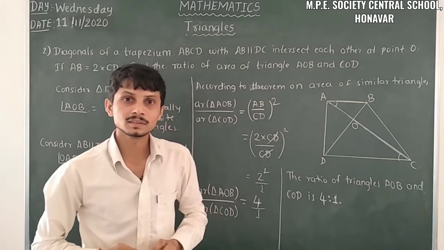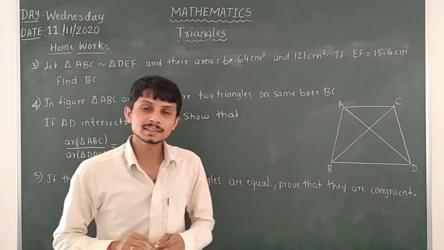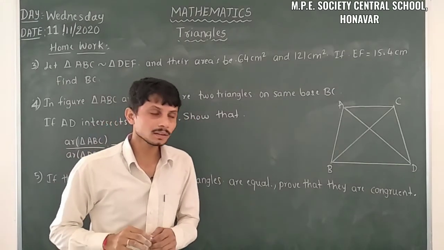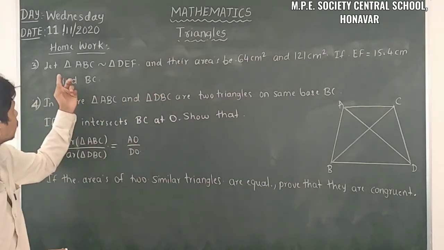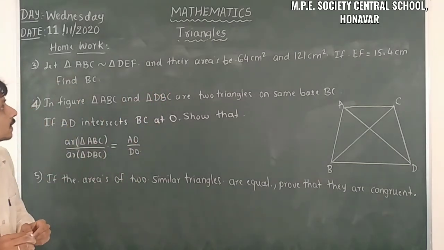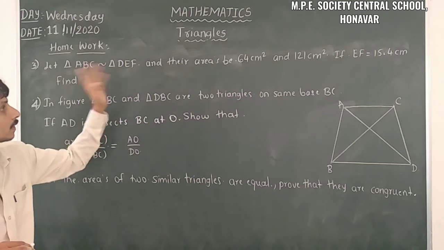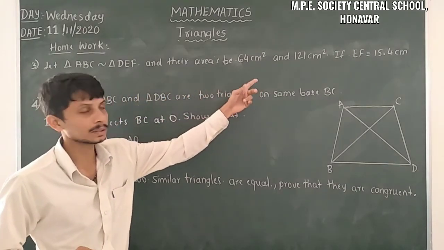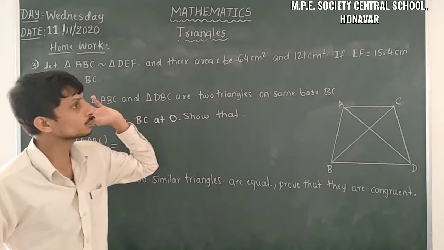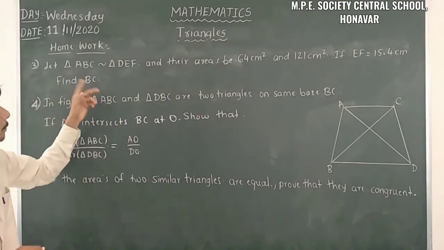So let us take the next problem. Let us take some of the homework here. Here just observe, there are 3 homeworks here. The first one is that triangle ABC is similar to triangle DEF and their areas are 64 cm square and 121 cm square. If EF is 15.4 cm, find BC.